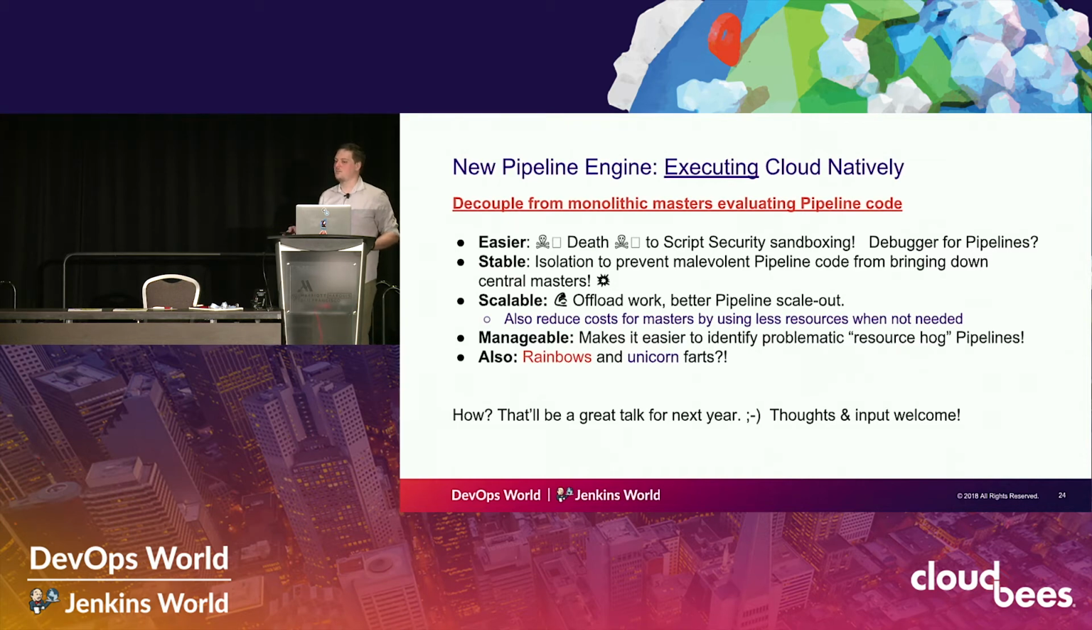So what we're going to do is decouple from running all of your code on a monolithic master. All your pipeline's execution itself is going to move off the master. Steps may still run there potentially, depending on if it needs master resources, but all of that orchestration logic will be running outside of it, which means there's a lot of great things that you get from that.